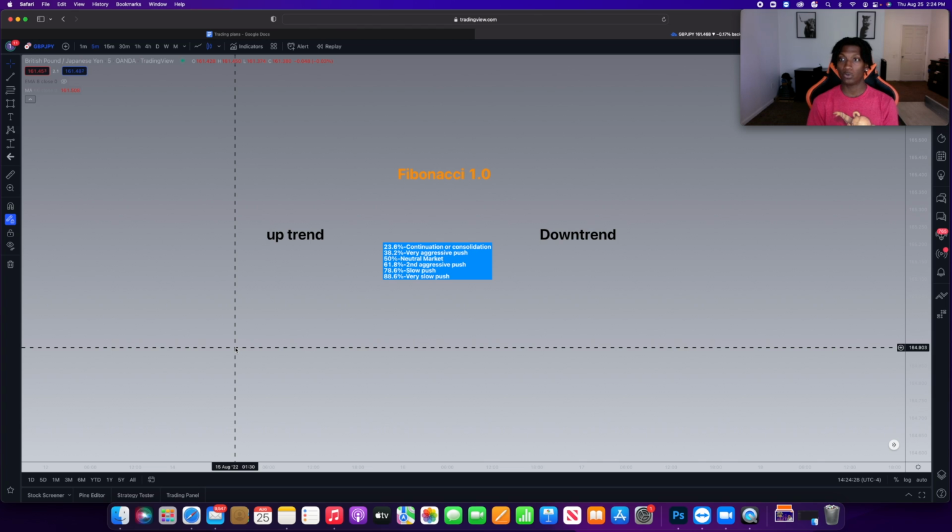You know, this tool is a very, very good tool to add to your toolkit as a trader. And do not downplay this tool right here. There's a lot of traders that primarily only use Fibonacci to trade. So don't downplay it. Take advantage of it.